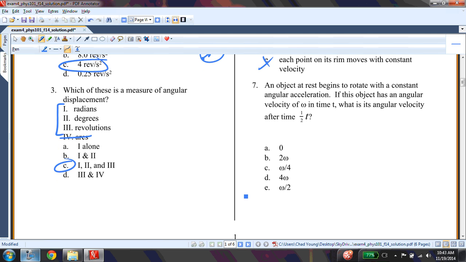An object at rest begins to rotate with constant angular acceleration. If it has an angular velocity omega at time t, what is its angular velocity after time half t? Well, I know that omega equals alpha t. If I have my time, I have my velocity, so E is the right answer.